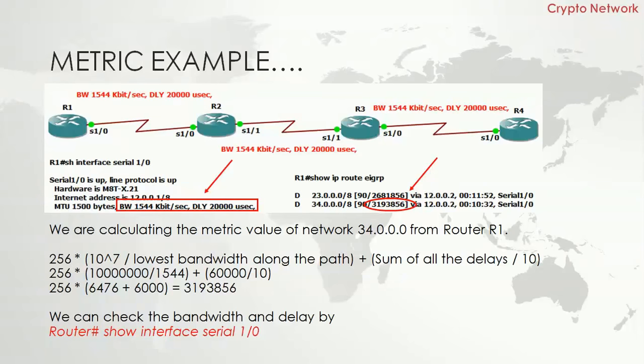And if you want to verify on router 1, run show ip route eigrp, and D denotes the route learned via EIGRP. So 34.0.0.0/8, the metric is 3193856, confirmed via 12.0.0.2. All right. So this is simple practice required from all of you.